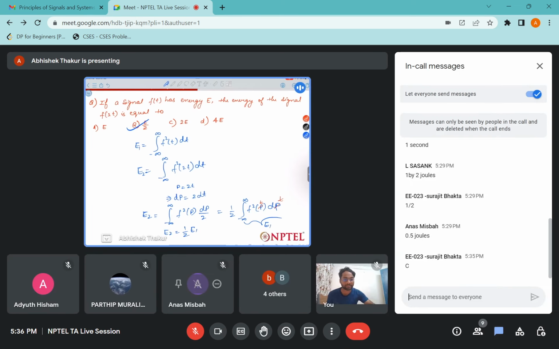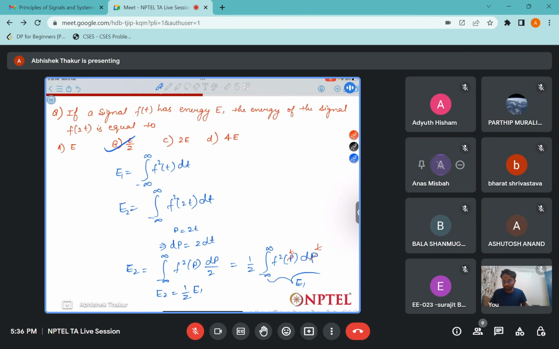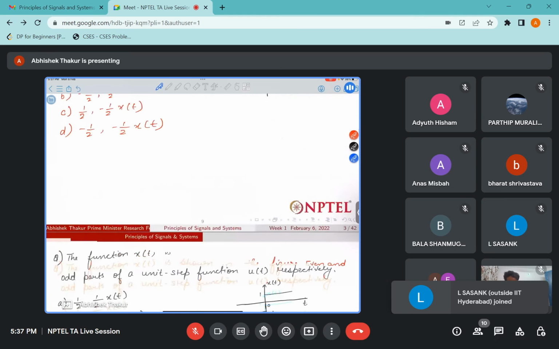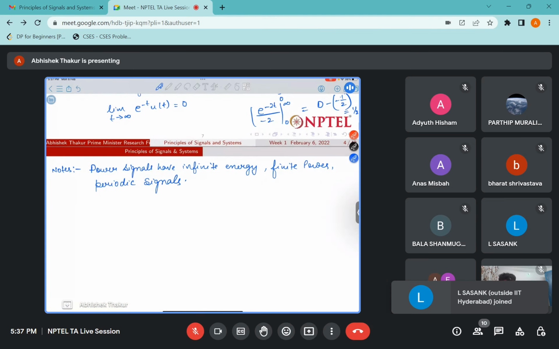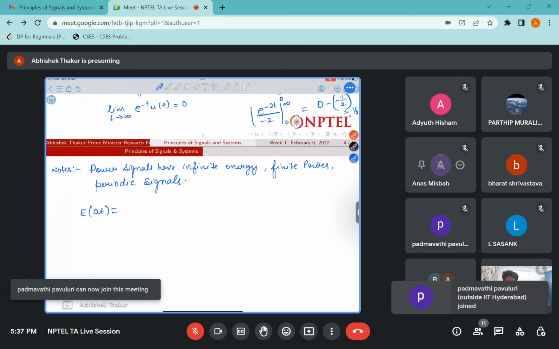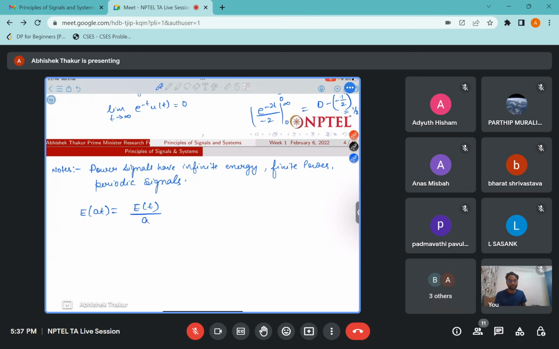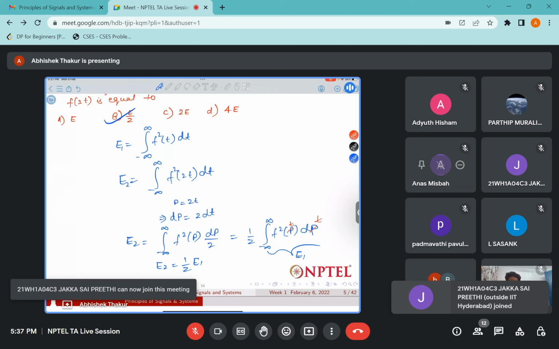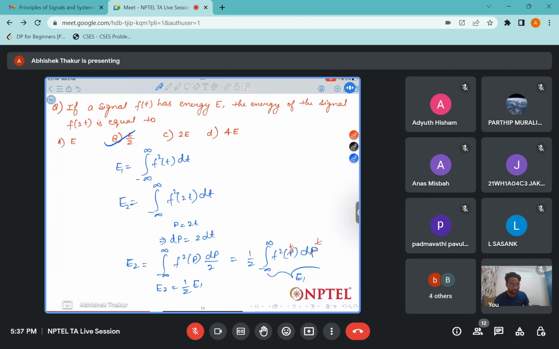Yeah, some of you have written option C. No, it is option B. Anyway, it's good that you are trying. So just write one formula. This I have solved, but you can write a direct formula also. Energy of signal f(at) will be the energy of f(t) divided by a. So here we have proved also how it will become. Just substitute 2t is equal to some other variable p, and after that you will get E2 is equal to half of E1. So in this way option B is the correct option.